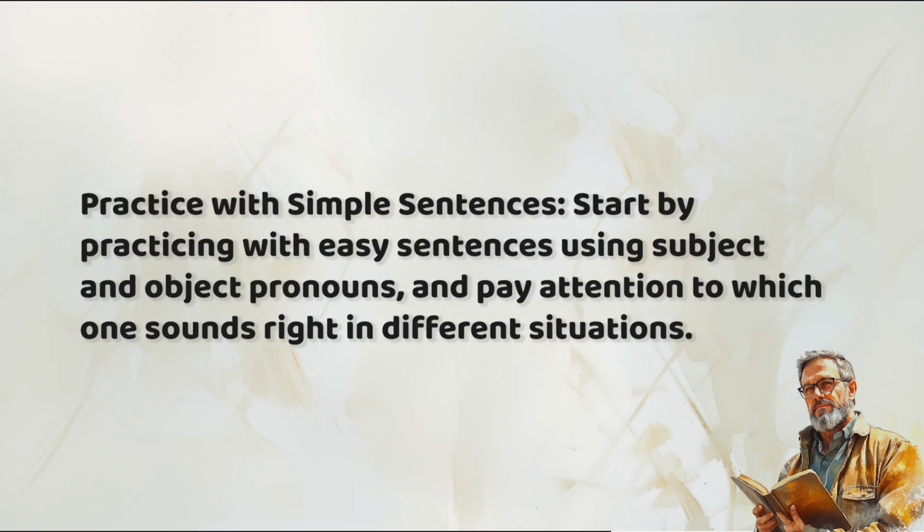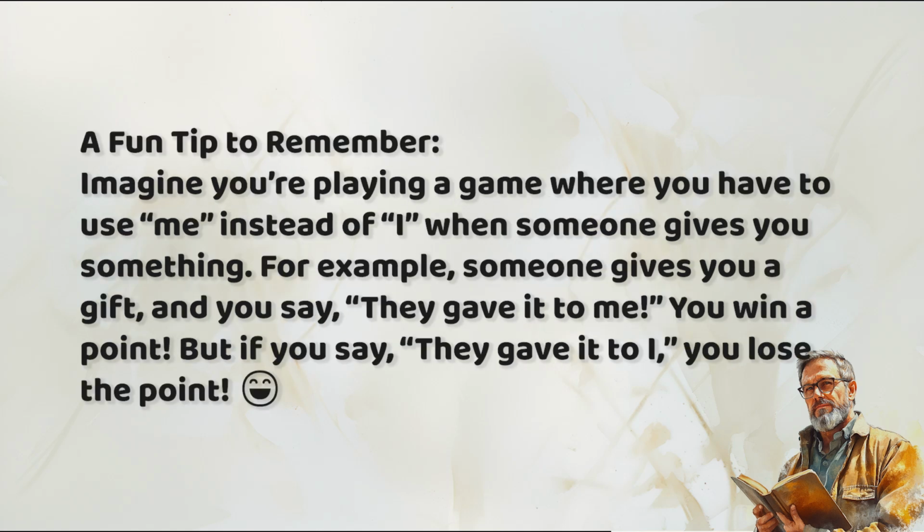Practice with simple sentences. Start by practicing with easy sentences using subject and object pronouns, and pay attention to which one sounds right in different situations. A fun tip to remember: imagine you're playing a game where you have to use me instead of I when someone gives you something. For example, someone gives you a gift and you say, they gave it to me. You win a point. But if you say, they gave it to I, you lose the point.